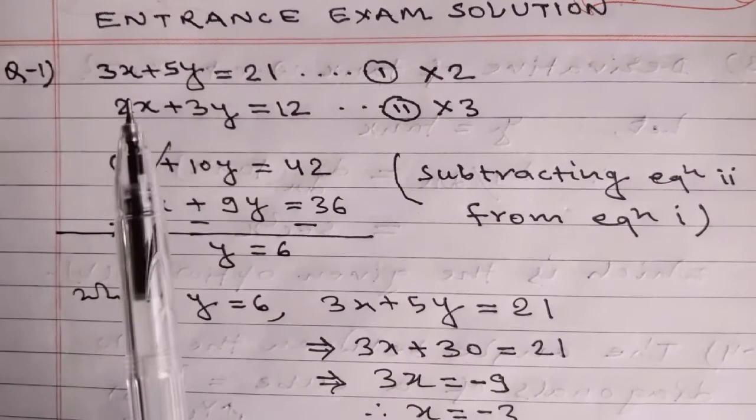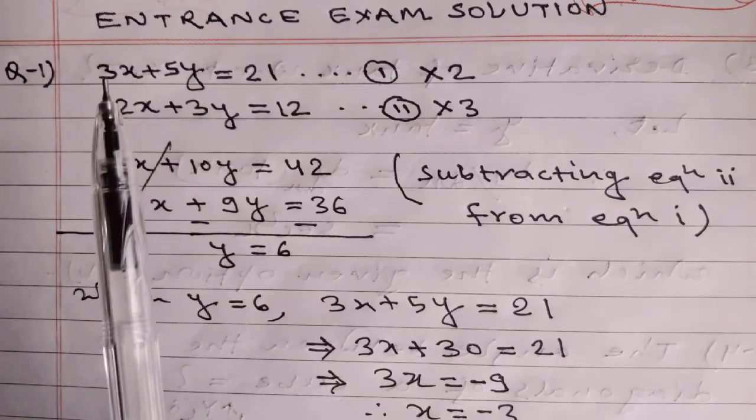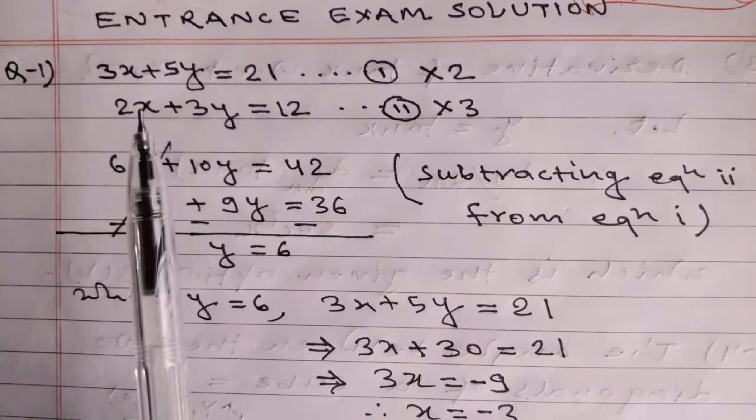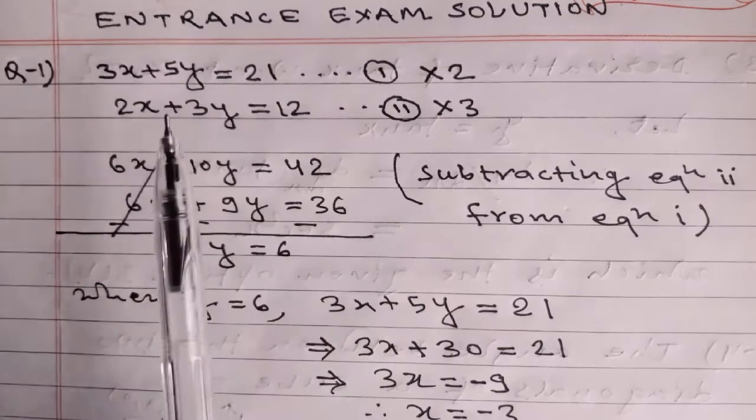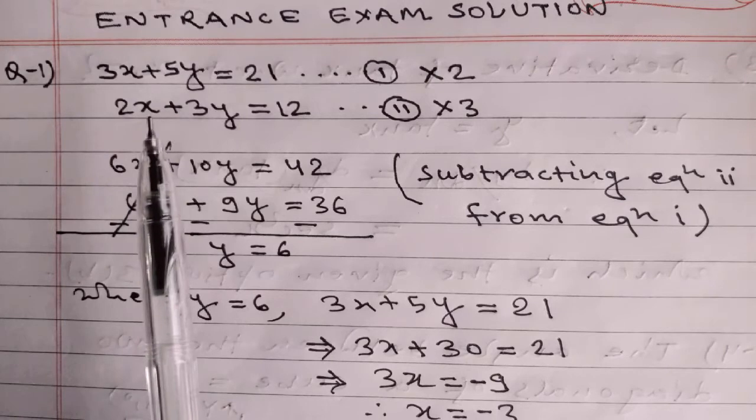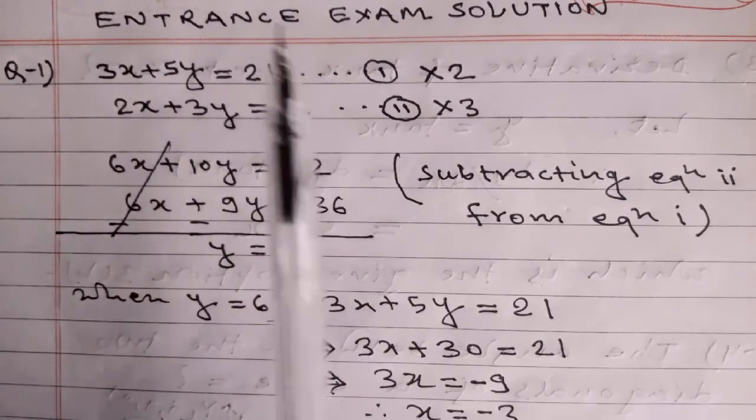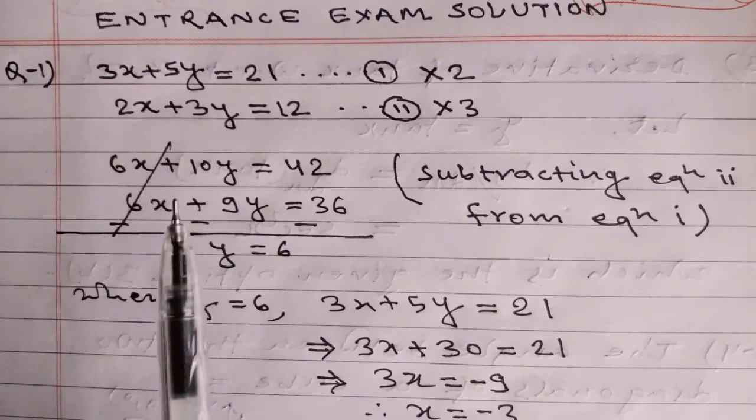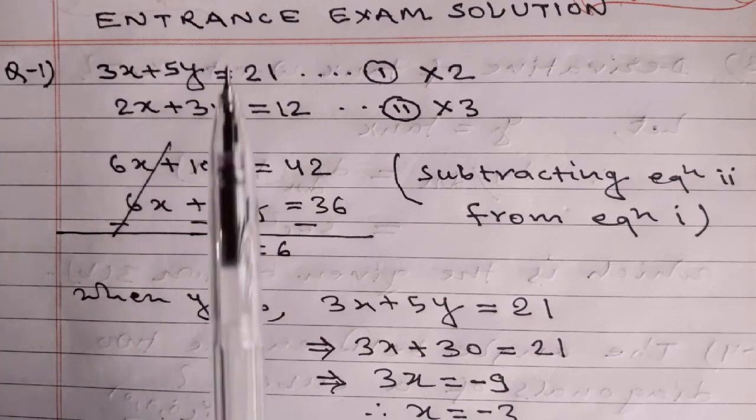To make the coefficient of x in the first equation 6, we have to multiply it by 2. And to make the coefficient of x in the second equation 6, we have to multiply by 3, because 3 times 2 is 6. Then the coefficient of x in the first equation and second equation are both equal. After making the coefficient of x or coefficient of y equal, the second step is we have to subtract equation 2 from 1 or equation 1 from 2.